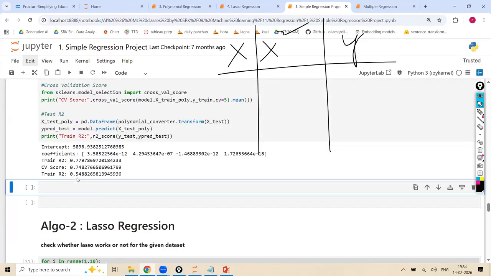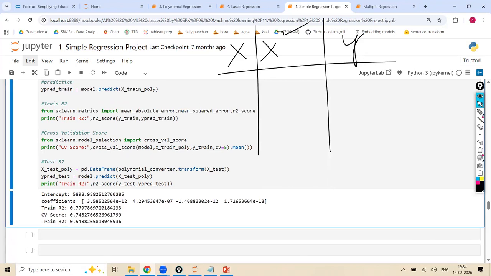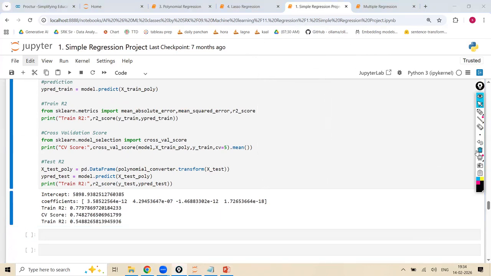Next, I'm going to try for 4. Next one is for 4. Now, for 4, what is the train R square? 0.7754.